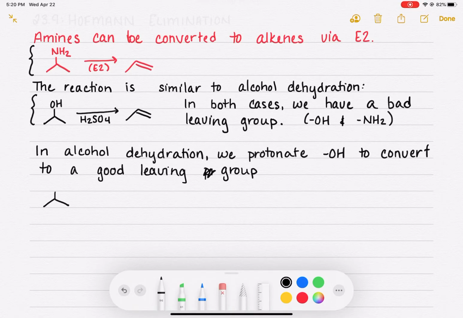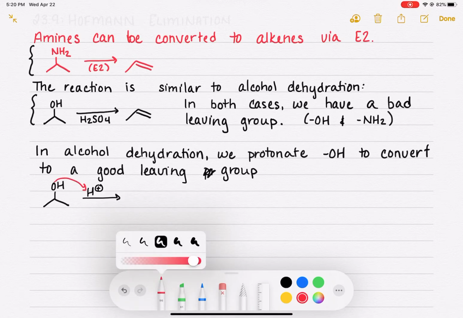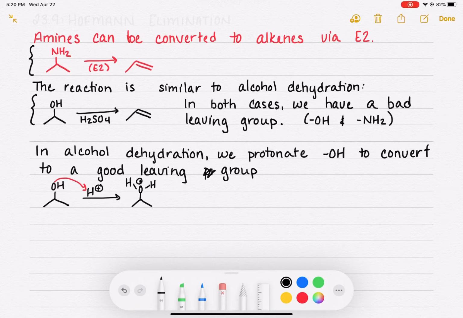So just as a reminder of what that looks like, I'm just going to use H plus as our abbreviation for the acid. And all that we're doing here is just converting that OH group to what will be a water molecule when it falls off of the molecule. So now it's in good shape and ready to do the elimination reaction. With the amine, we can't quite do the exact same thing.